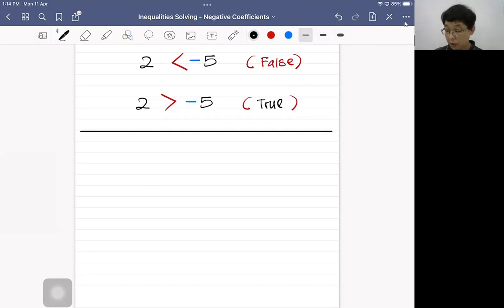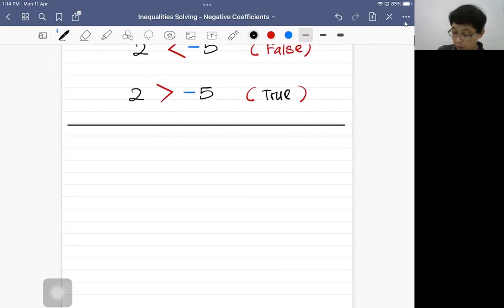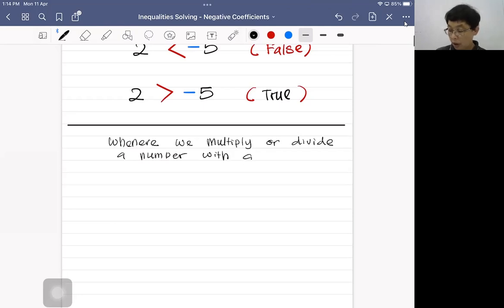In a simple word, I'm just going to summarize that whenever we multiply, or divide, a number with a negative number. So now let me illustrate that.